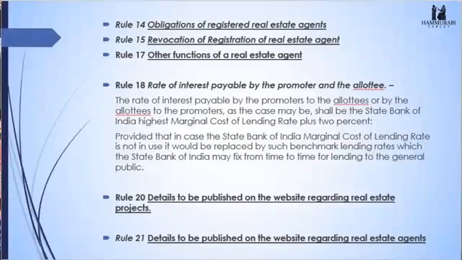So when we see this, we can see that various obligations are being cast upon the real estate agent and it is mandatory for him to abide by them. Then we have Rule 18, rate of interest payable by the promoter and the allottee. Now what would be that rate of interest? That rate of interest would be State Bank of India highest marginal cost of lending plus 2%. Rule 20. Details to be published on the website regarding real estate project.